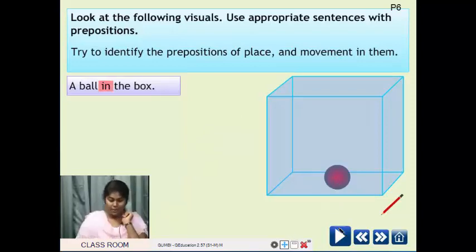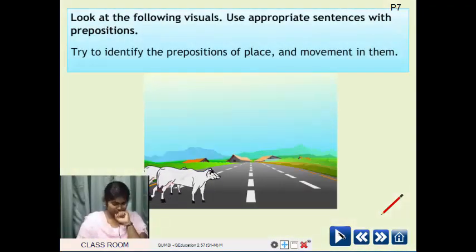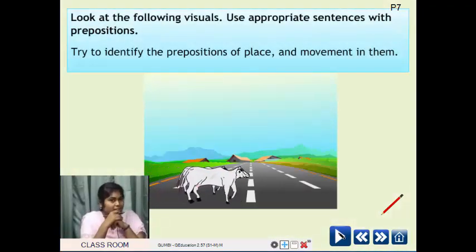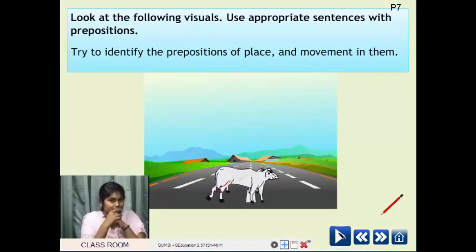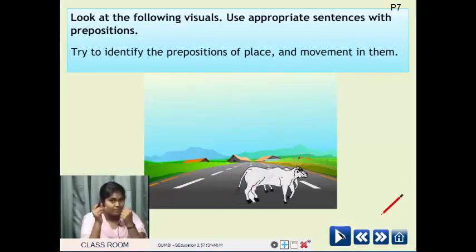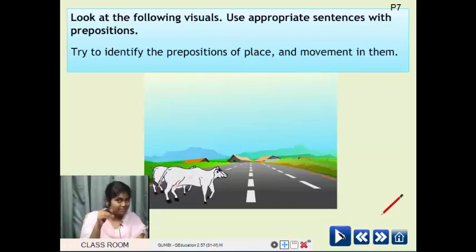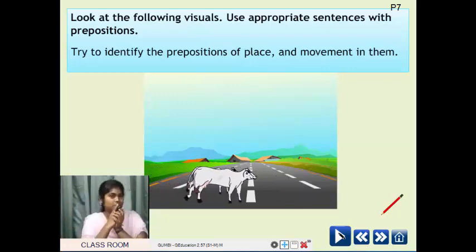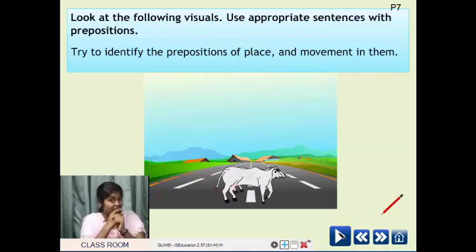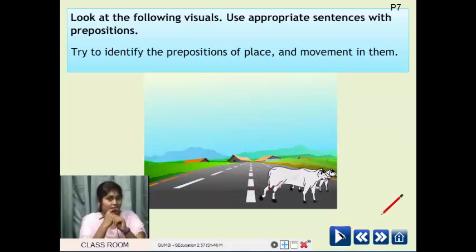Now let's look at one more picture. What do you see here? Oh, look at these cows. They are moving. Where are they moving? From one side to another. They're moving from one side of the road to the other side. So they are crossing the road. How do you say this?